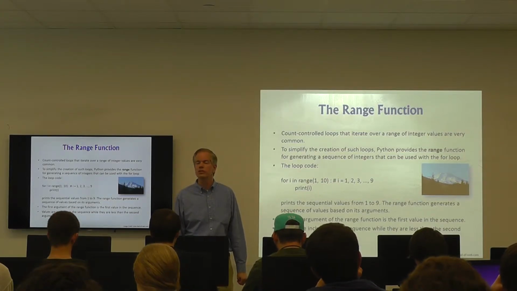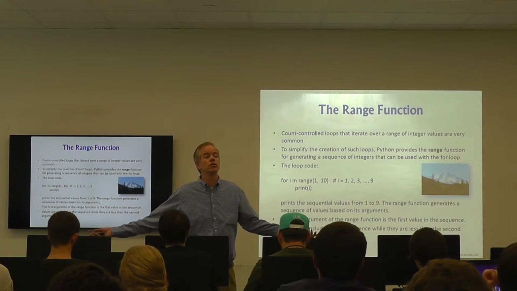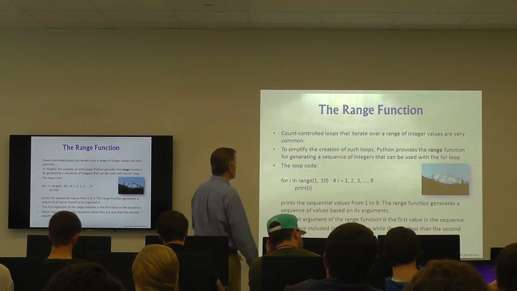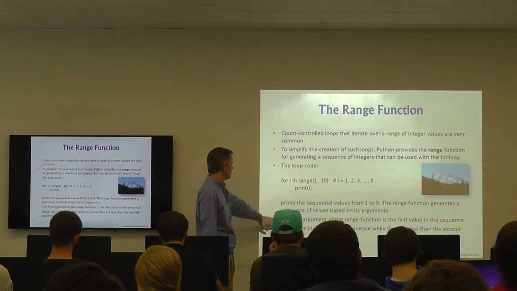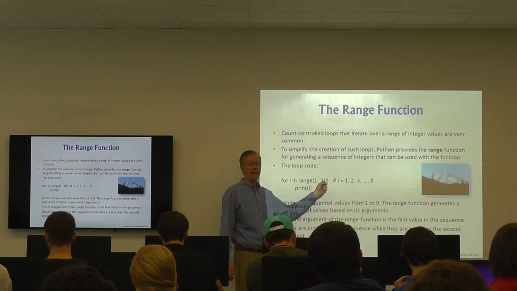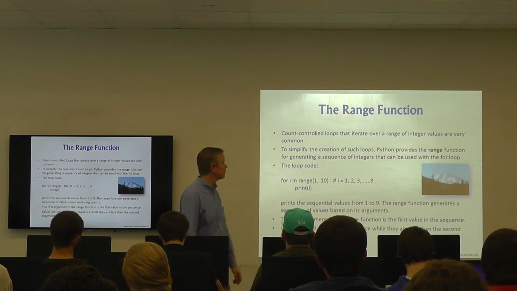So if you wanted to do this range from 1 to 10, you'd actually have to say range 1 to 11. That's exactly correct. The first argument of the range function is the first value of the sequence. Values are included in the sequence while they're less than the second argument, which means 10 doesn't make it.